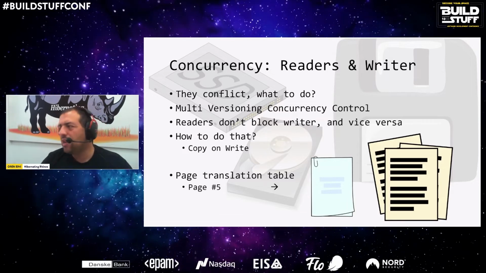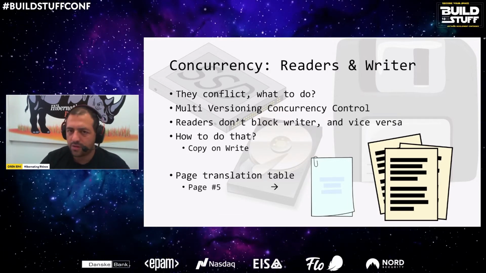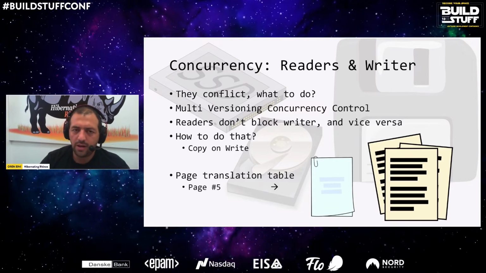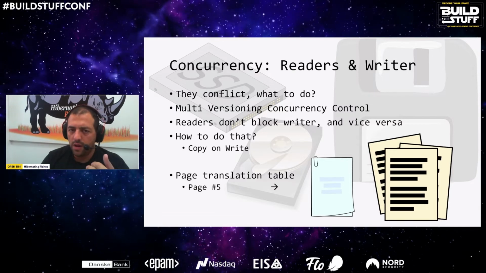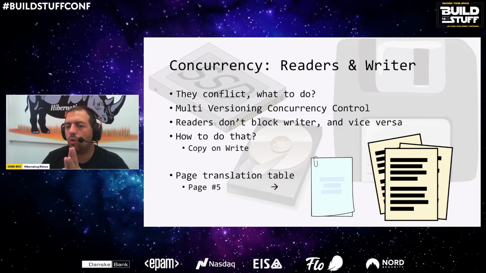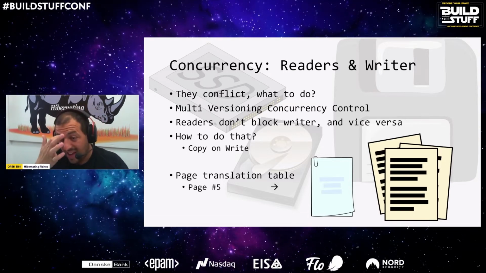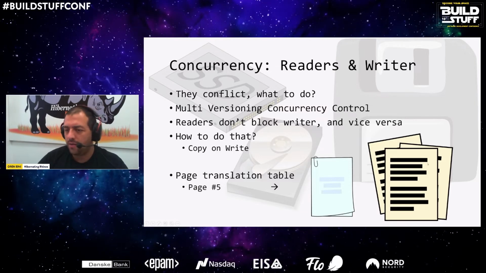Now, there is another level of concurrency that we have to think about, and this is readers and writers. How do we handle that? I don't want readers and writers to block one another. So there is a methodology called multi-version concurrency control, MVCC. And one nice way of doing that is called copy on write.